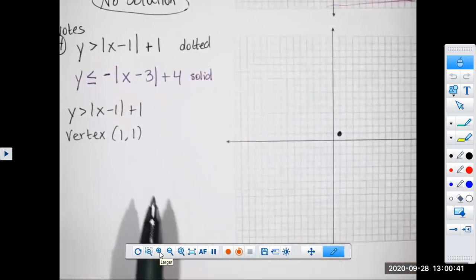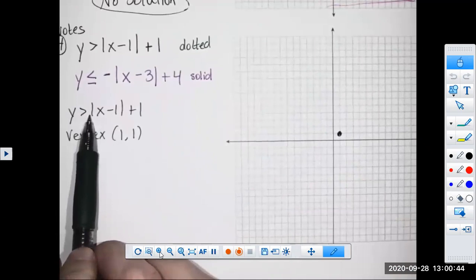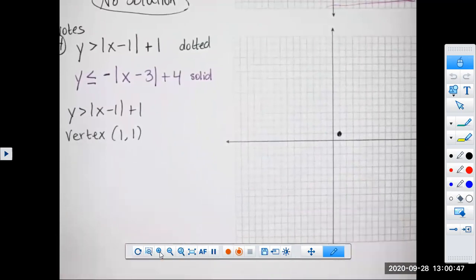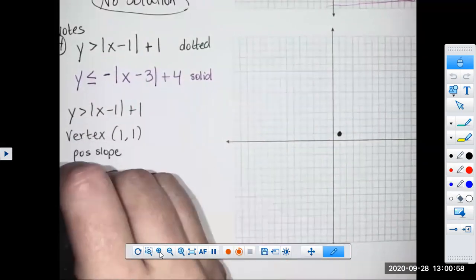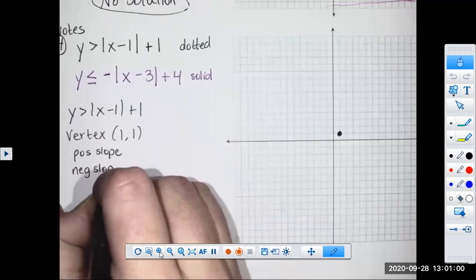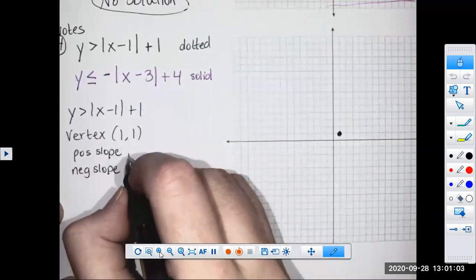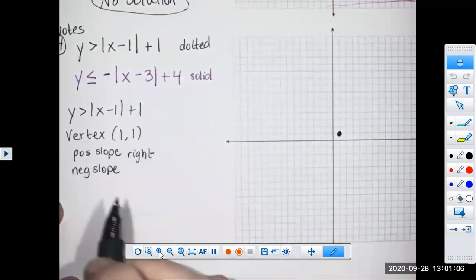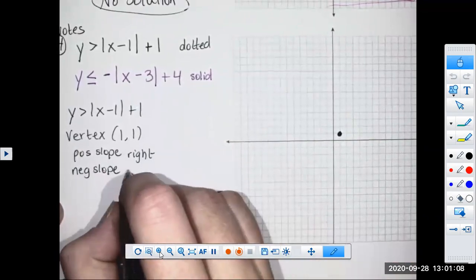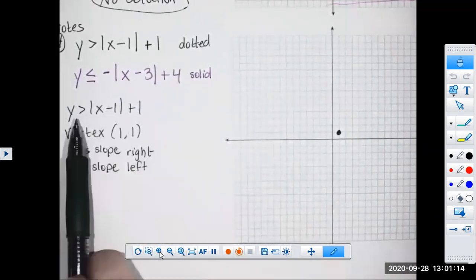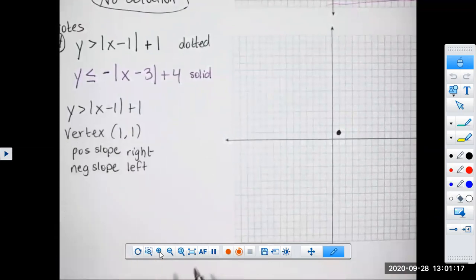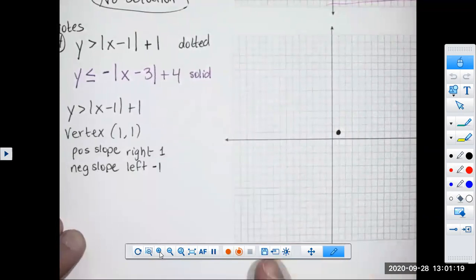And then, since I have a positive number in front, you're going to use the positive slope on which side of the vertex? Do I use positive slope on the right side or the left? Since it's positive, it is what you think. We're going to use the positive slope on the right side and negative slope on the left side. What is your slope in that equation or inequality? Good. It's just going to be 1.